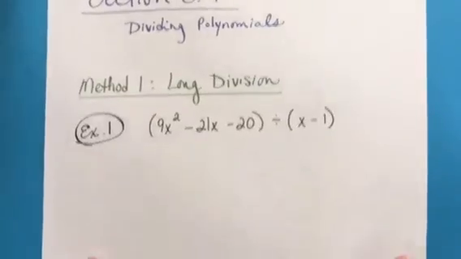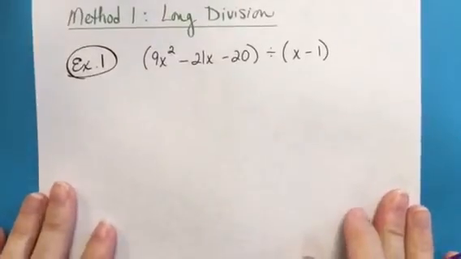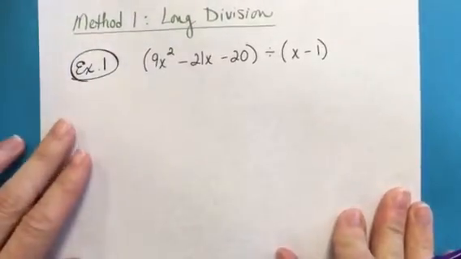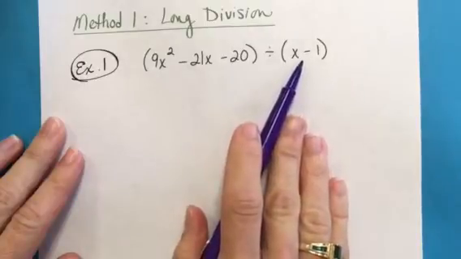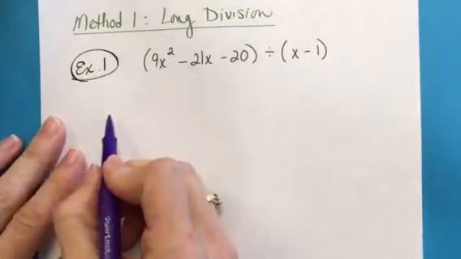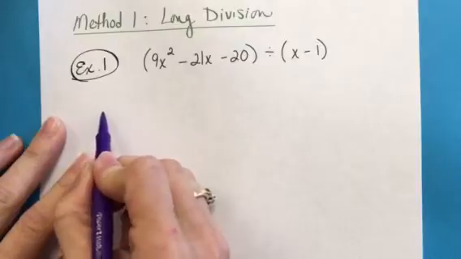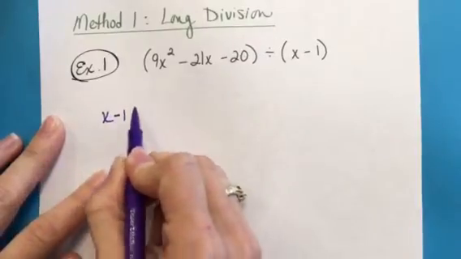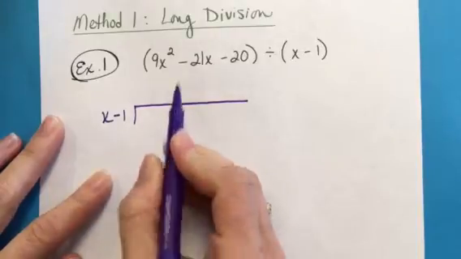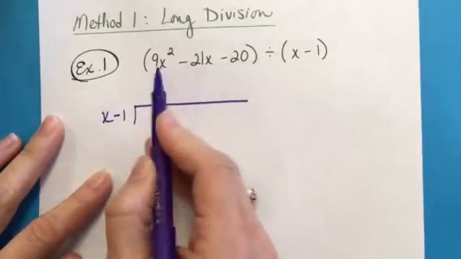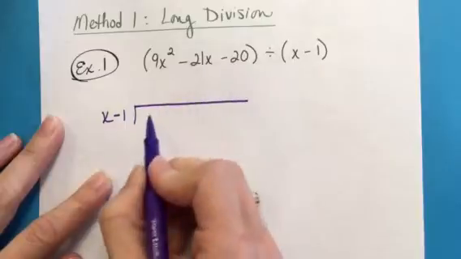Now, in setting this one up, what you're going to need to do is take what you're dividing by, which is going to be your divisor, and we're going to write this out front. And then underneath what's referred to as your dividend, of course, will be what you're dividing into, which is this trinomial.